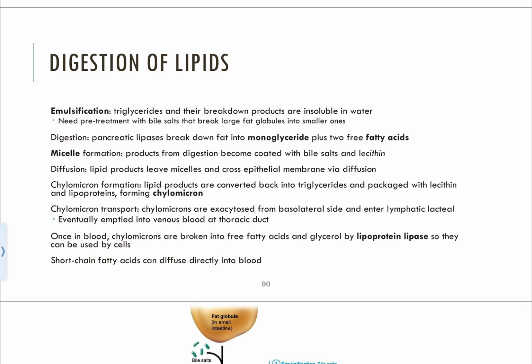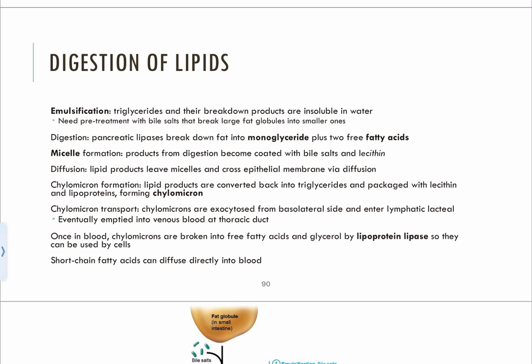Then we have diffusion, where those lipid products actually leave the micelles and cross the epithelial membrane. Again, we just need diffusion because the plasma membrane is nonpolar. And then we have chylomicron formation, where these lipid products are converted back to triglycerides and packaged together with other things to form a chylomicron. Then we have our chylomicron transport, where we exocytose these vesicles from the basolateral side, and then they're going to enter into the lymphatic lacteal and eventually empty into venous blood at the thoracic duct.